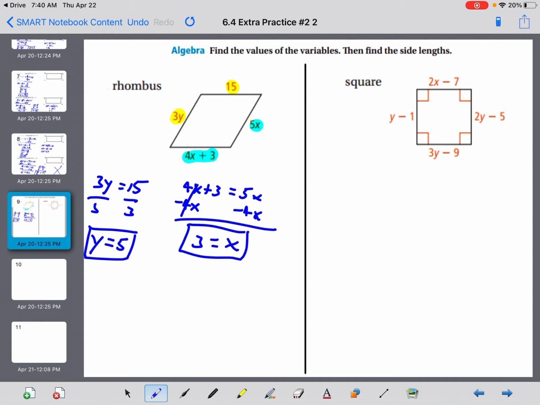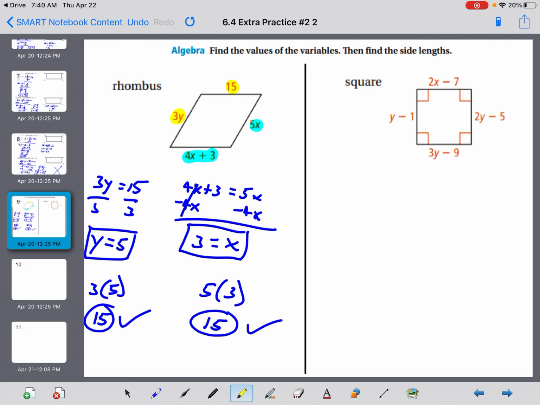All they want you to do is plug in for the side length. So 3 times y becomes 3 times 5, which is 15. And then we get 5 times x, which is really 5 times 3, which is also 15. So we know we did it right.